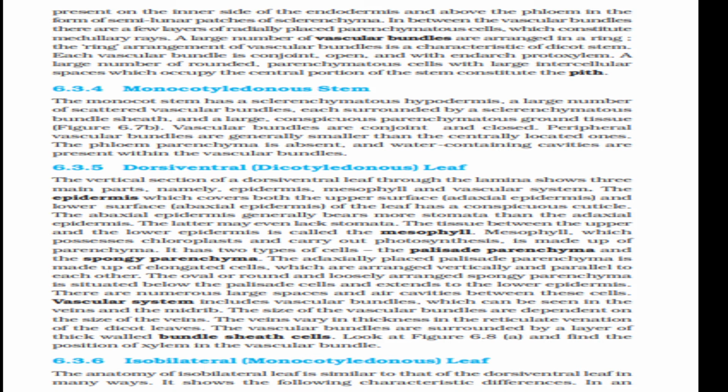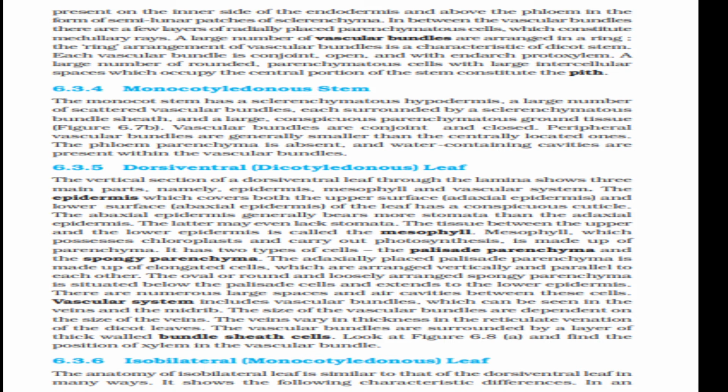Vascular system includes vascular bundles, which can be seen in the veins and the midrib. The size of the vascular bundles is dependent on the size of the veins. The veins vary in thickness in the reticulate venation of the dicot leaves. The vascular bundles are surrounded by a layer of thick-walled bundle sheath cells.